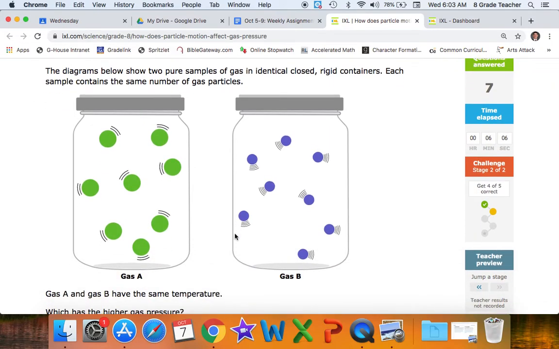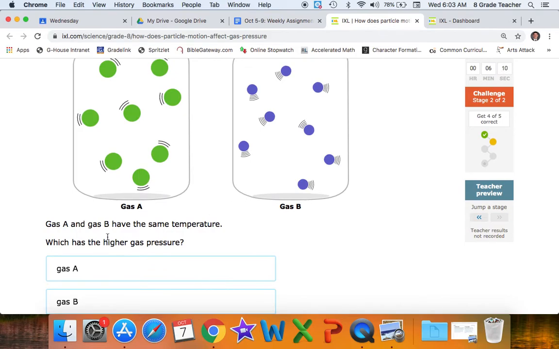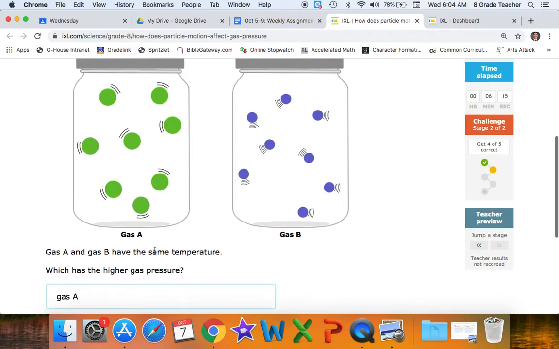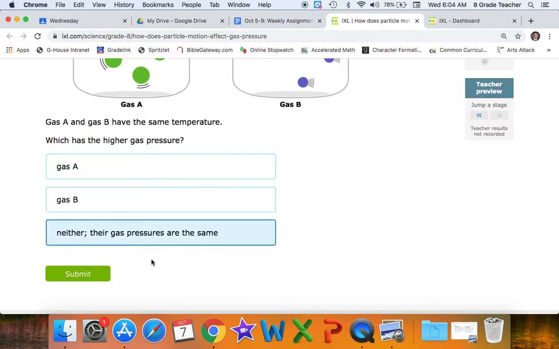The diagram below has 2 pure samples of gas in these identical containers. Gas A and gas B have the same temperature. Which has the higher gas pressure? Well, again, if they have the same temperature, we should probably check the number of particles. 1, 2, 3, 4, 5, 6, 7, 8. 1, 2, 3, 4, 5, 6, 7, 8. All three of those factors are the same. We'd say that they have the same pressure.